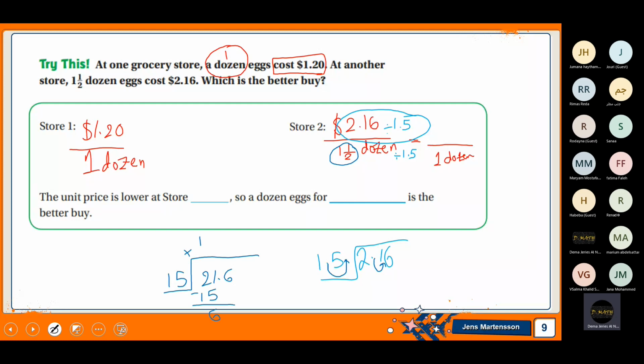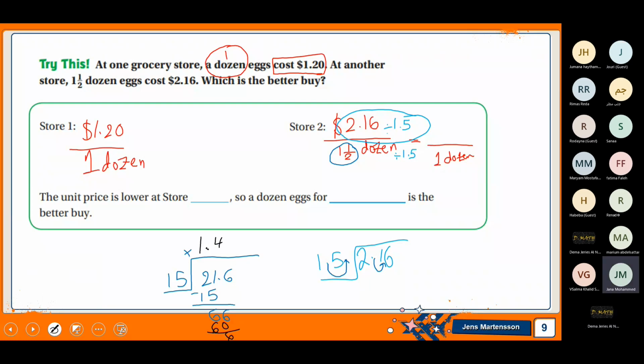Yes, Jana, continue. And we'll put the 6 down. And the decimal point up, bravo. Then 66 divided by 15. I think 4 or 5. 4, bravo. 4 times 15 is 60.